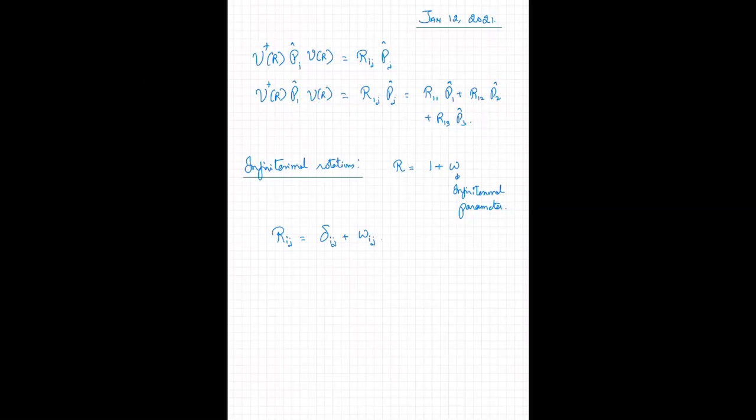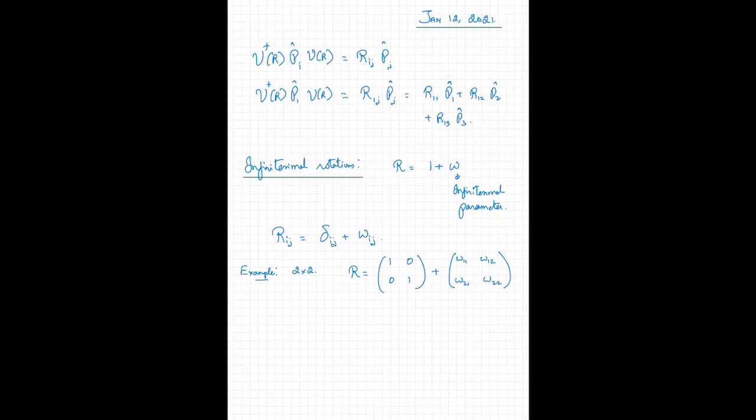To be very explicit, let us take an example of 2 by 2. It's a very trivial example. There is only one rotation possible in this plane. So this R matrix can be written as the unit matrix in 2 dimensions, 1, 0, 0, 1, plus some omega matrix: omega 1,1, omega 1,2, omega 2,1, omega 2,2. This is the most general matrix that I can write down with the understanding that all these omega parameters are small.